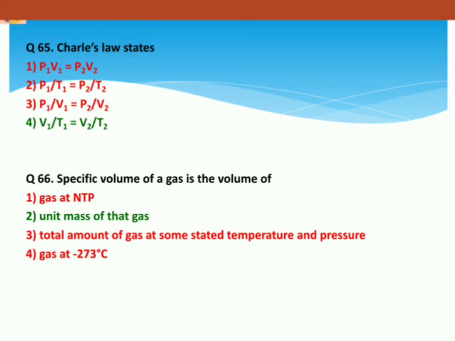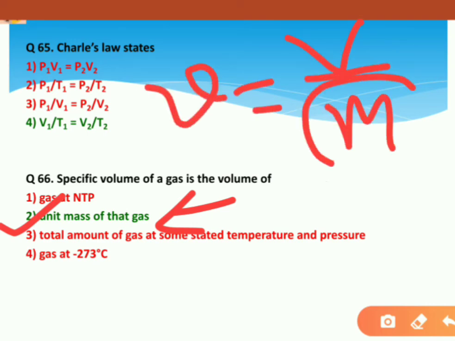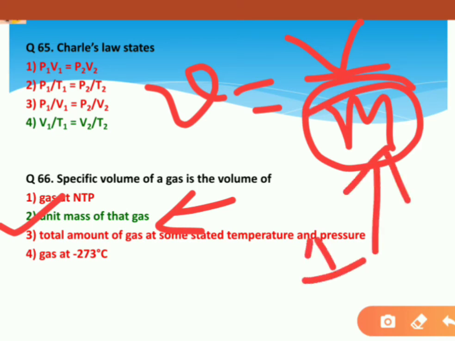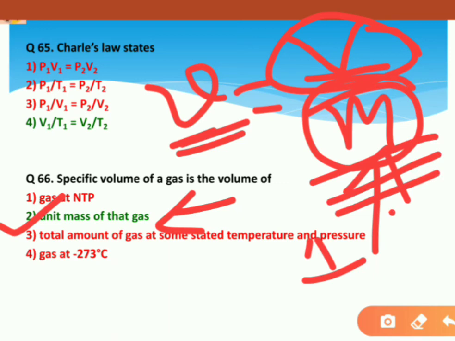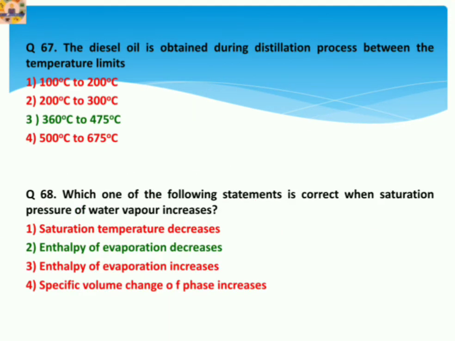Specific volume of a gas is volume of unit mass of that gas. Option 2 will be the correct answer. As we know, specific volume, small v, is equal to capital V by m. So if we put the value of m as 1, we will find that specific volume equals the volume for 1 unit of mass. So option 2 will be the correct answer. Let's proceed to next question 67.